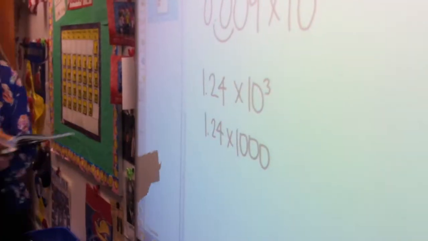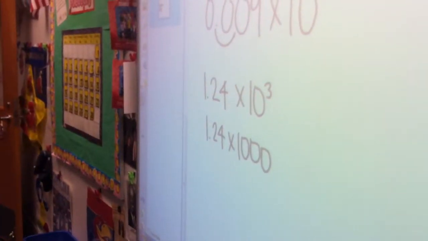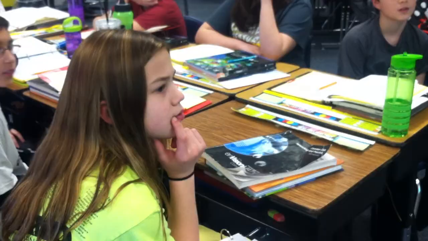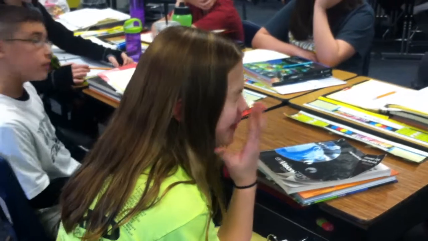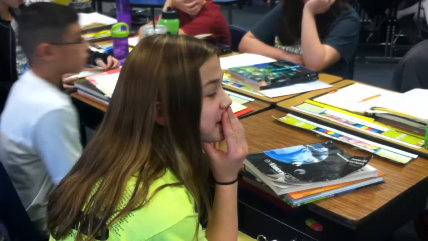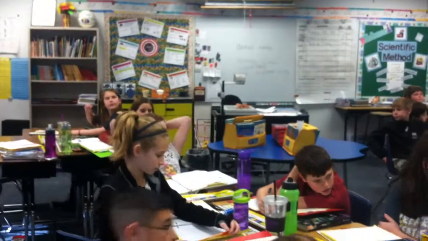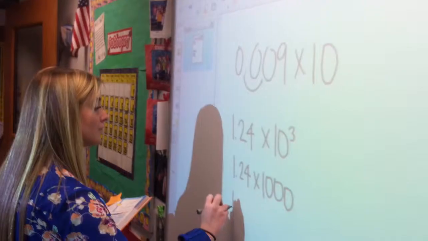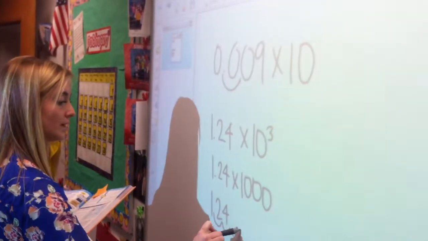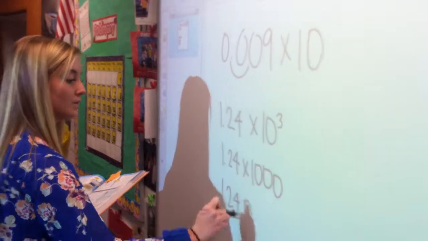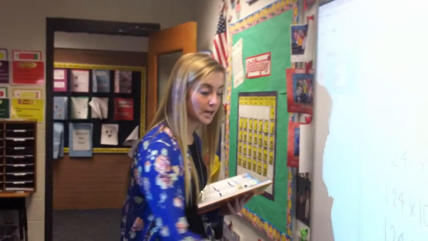Okay, do you guys know what you would do with that? Wait, why would you do it times? Because, hold on one second, Ava, because 10 to the third is 1,000. 10 times 10 times 10 is 1,000. Okay, so you move it over to the right 3 times, 1, 2, 3. What would you do? You gotta add a 0. Okay, so your answer would be 1,240.